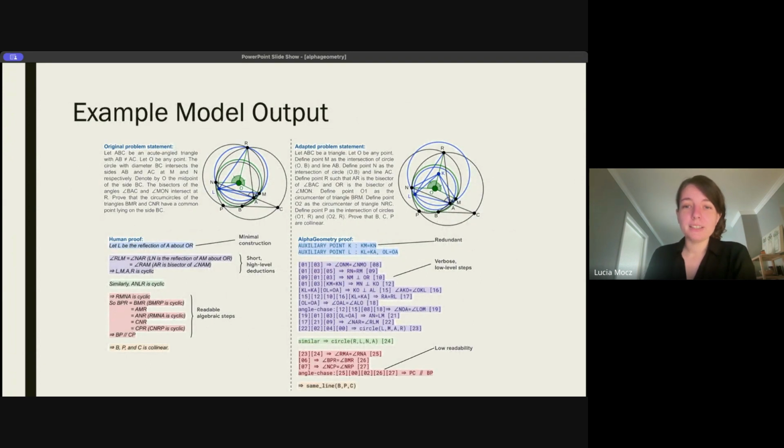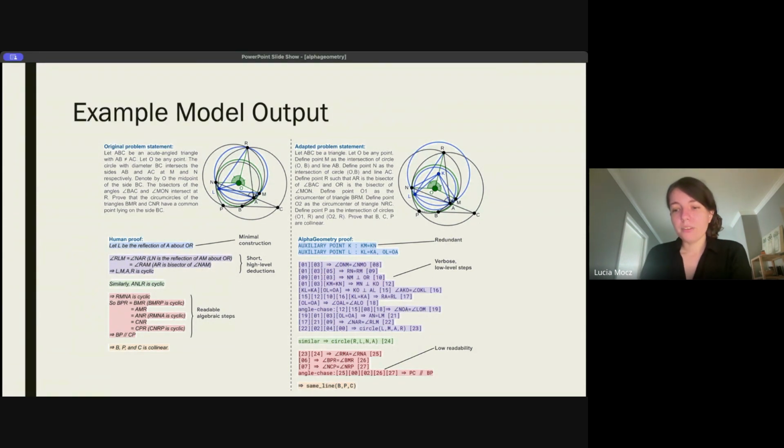At the end of the day, the output that you get after you adapt the problem statement in the appropriate symbolic grammar is a complete proof that looks something like this. And it's very close to human readable. At the very least, it's human interpretable. And it can be verified by a human whether this proof is correct or not.